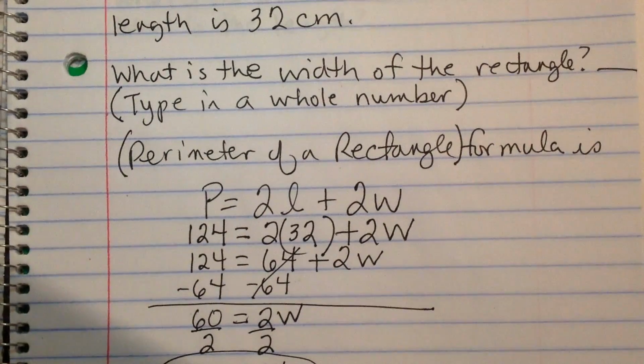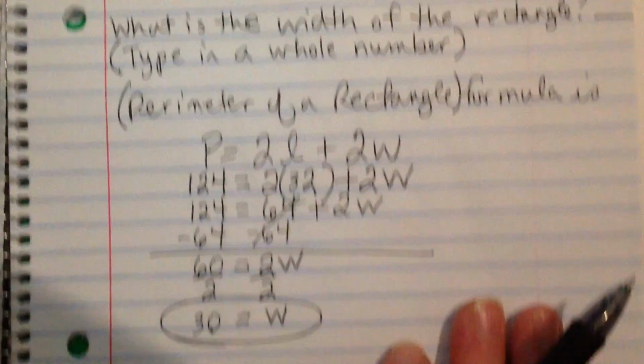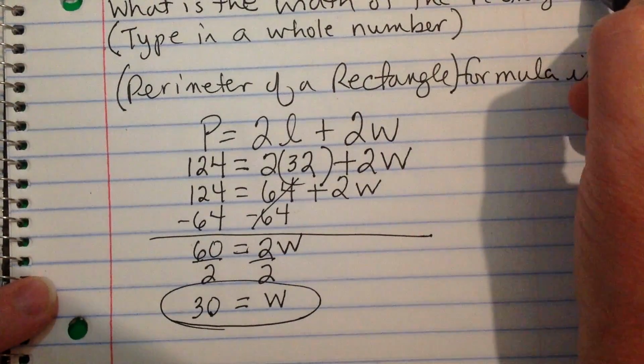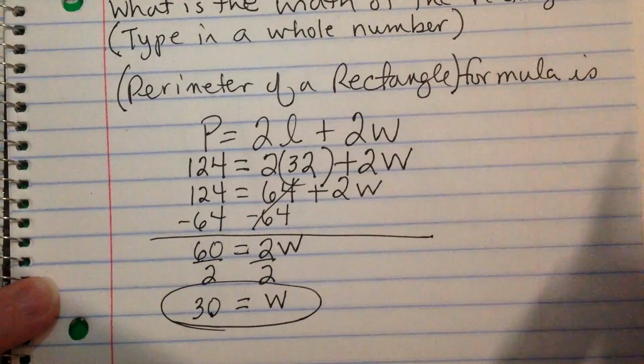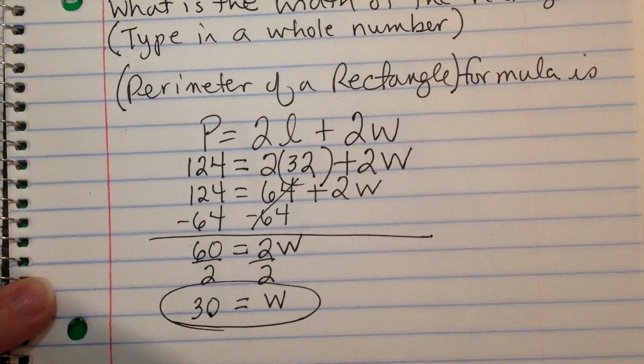So the width is 30. 30 is a whole number, so my final answer would be 30. The width of this rectangle is 30.